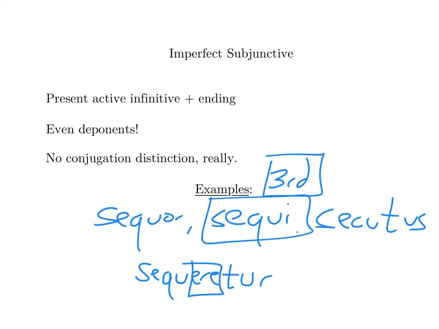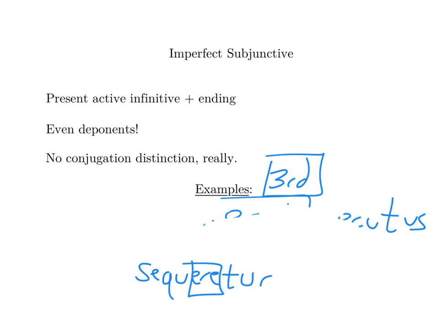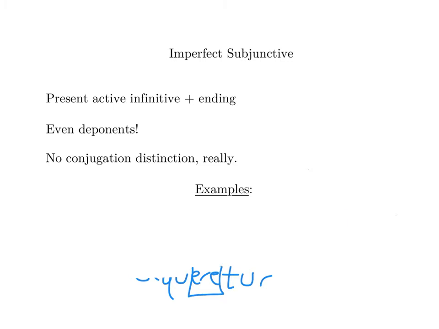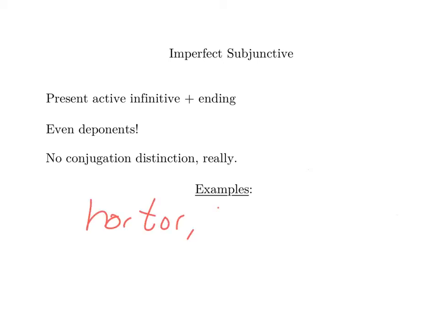I can do one more example of this before we move on to the next slide, but this might be helpful to rewind and rewatch if you're confused at this point. I'll use a non-third example just to make sure that we understand. So we'll use hortor, hortari, hortatus.